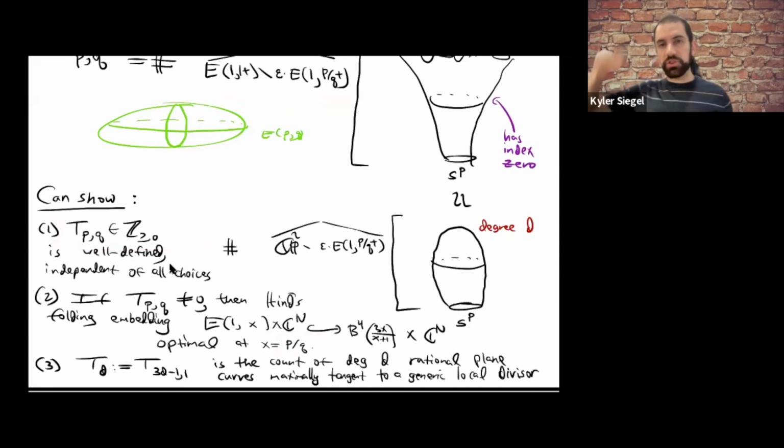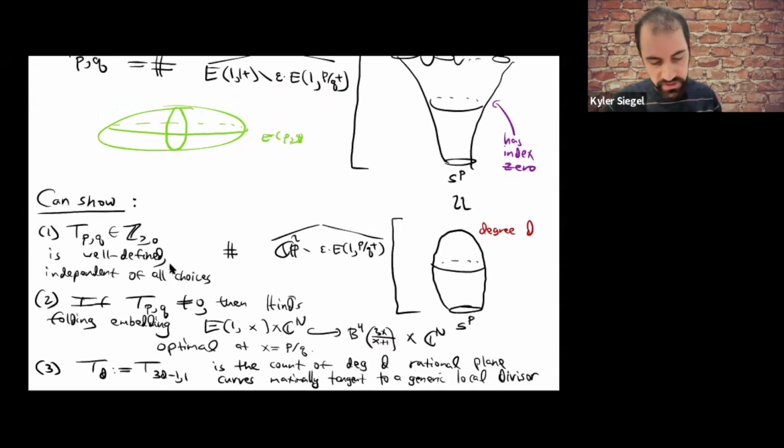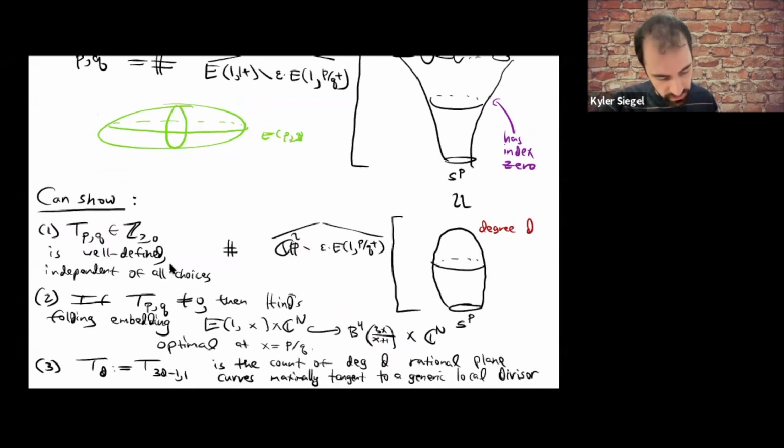And this is just some embedding which embeds a stabilized ellipsoid into a stabilized ball of some specific size. Okay, and then there would be generalizations of these counts, for example, if you want to replace the ball with some other ellipsoid, then you would replace CP2 with some other toric surface. Okay, but I'll just focus on this case for concreteness.